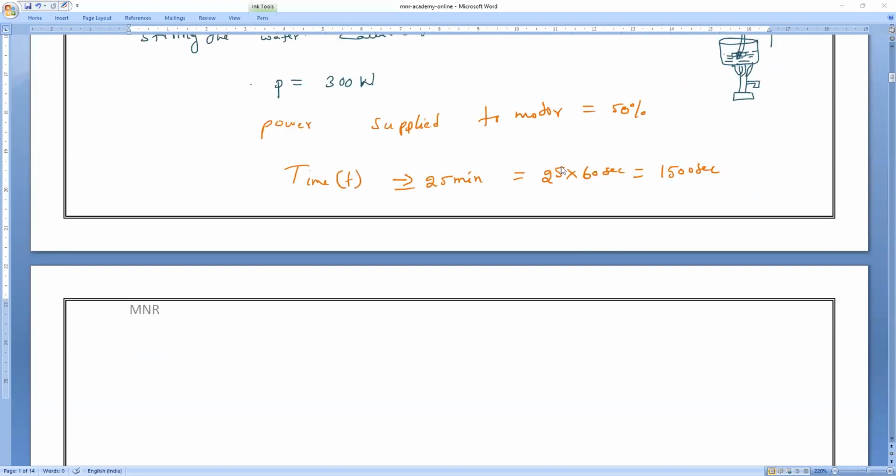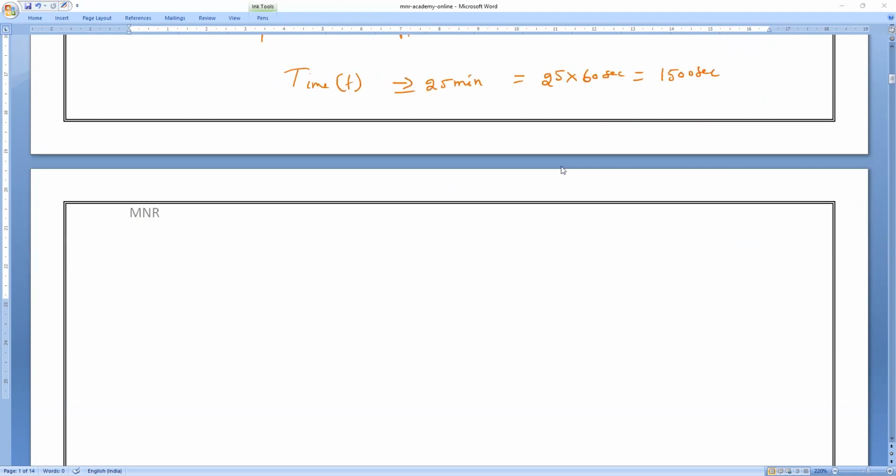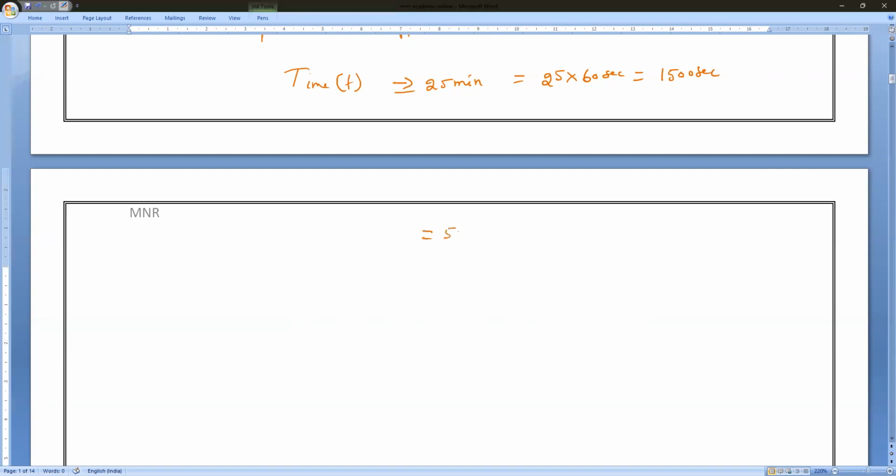Now, 50% of the power supply is used. So what do we mean by 50%? The power used by the motor is only 50% of the power. So 50% of 300 watt equals 50 by 100 into 300. 100 ones are 100, 3 hundreds are 300. So 50 into 3 equals how much? 150 watt.